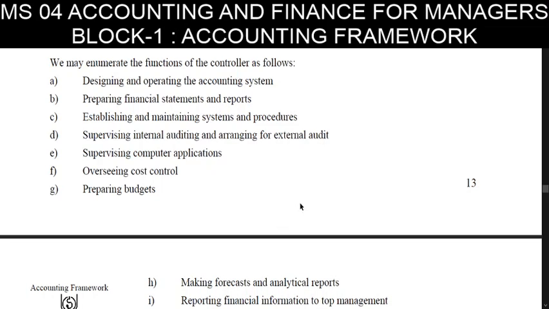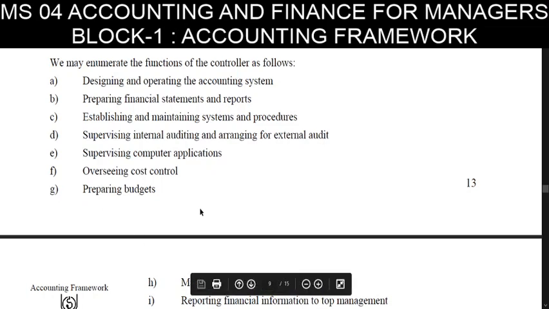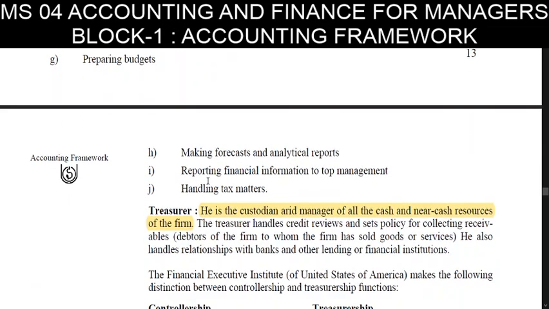Whatever you want to write, you just put these words in between and write. Say, for example, overseeing cost control, preparing budgets: an accountant, an external auditor oversees the cost control and prepares the budgets. You can write in your own words, in your own sentences. Okay, I need not tell now.